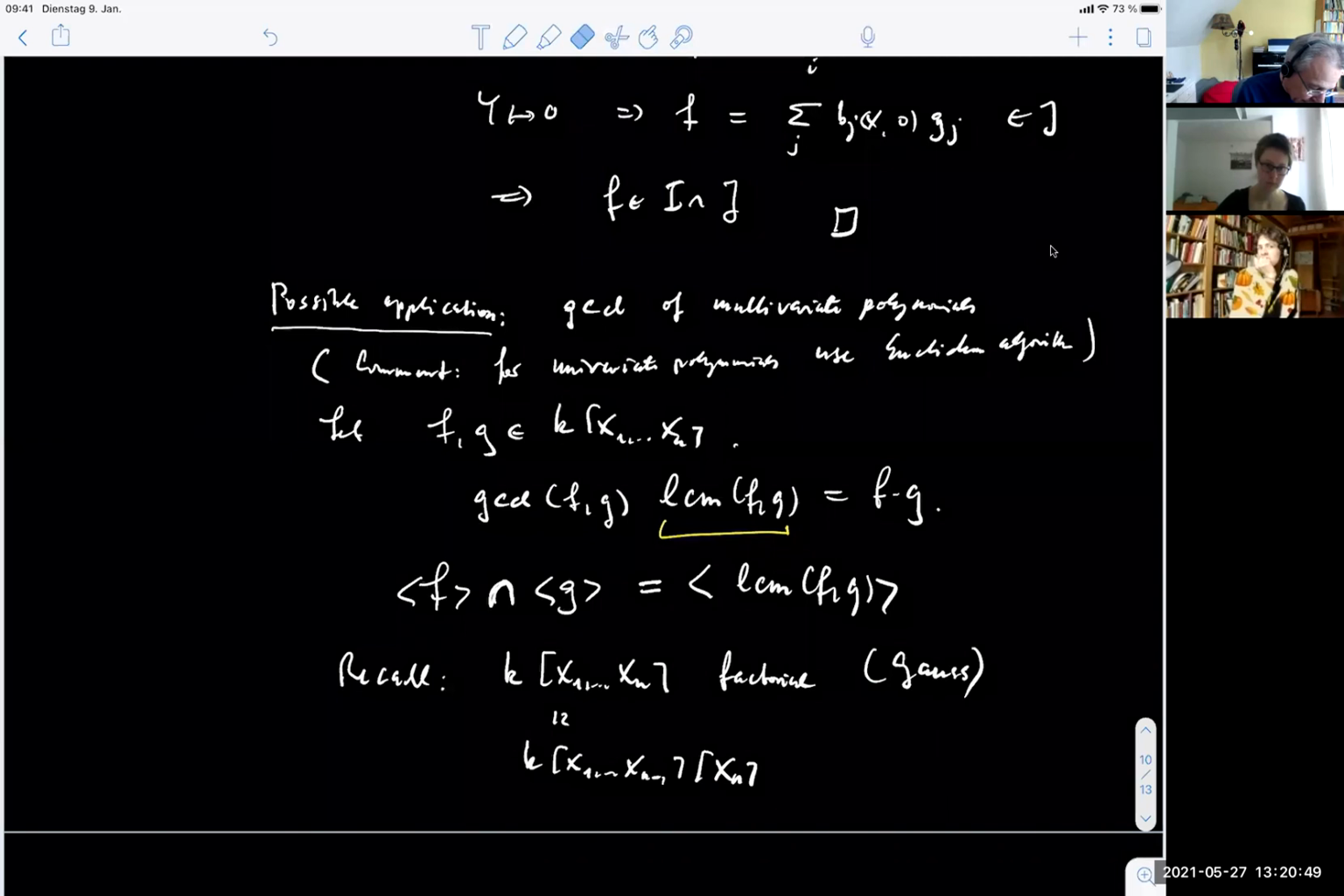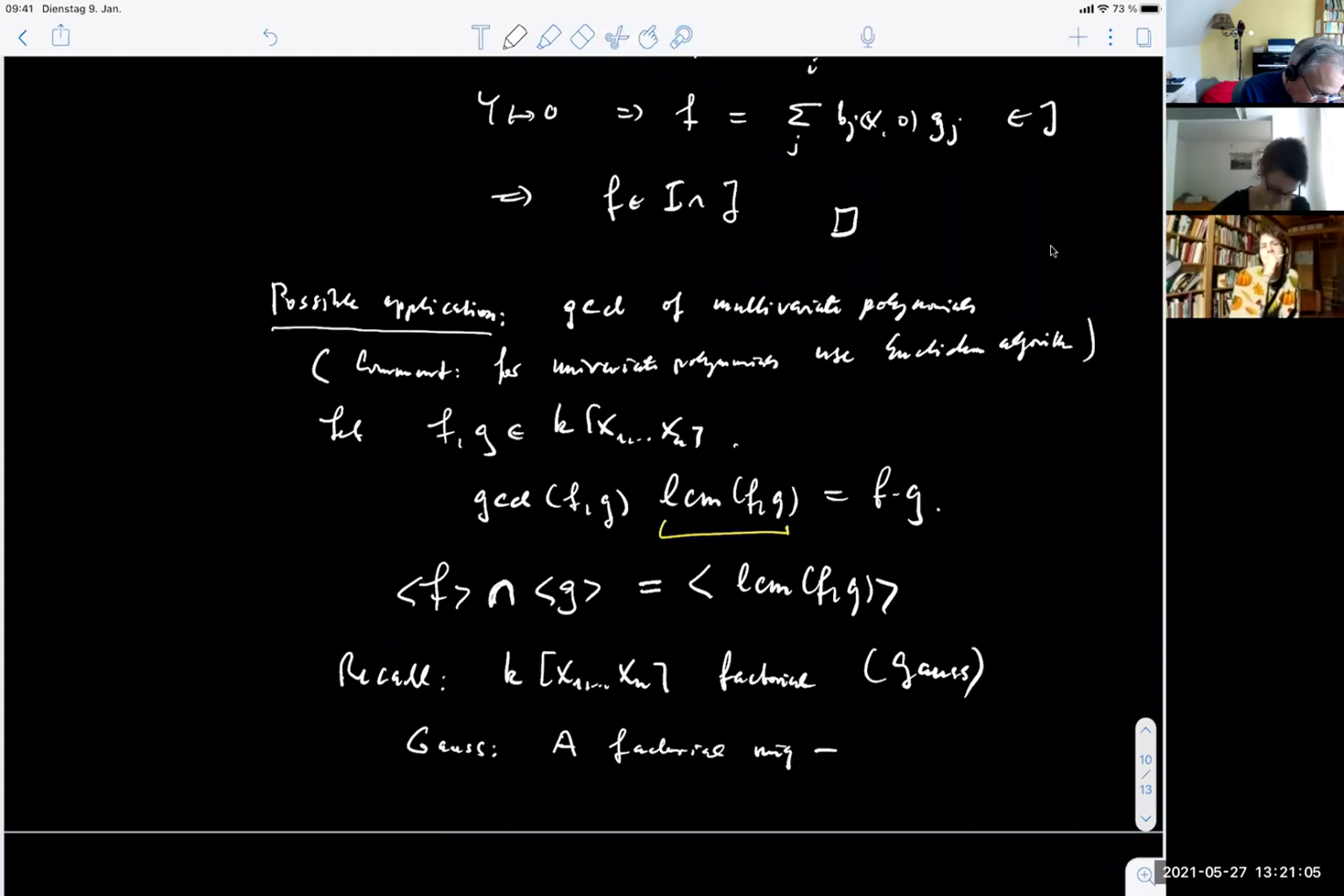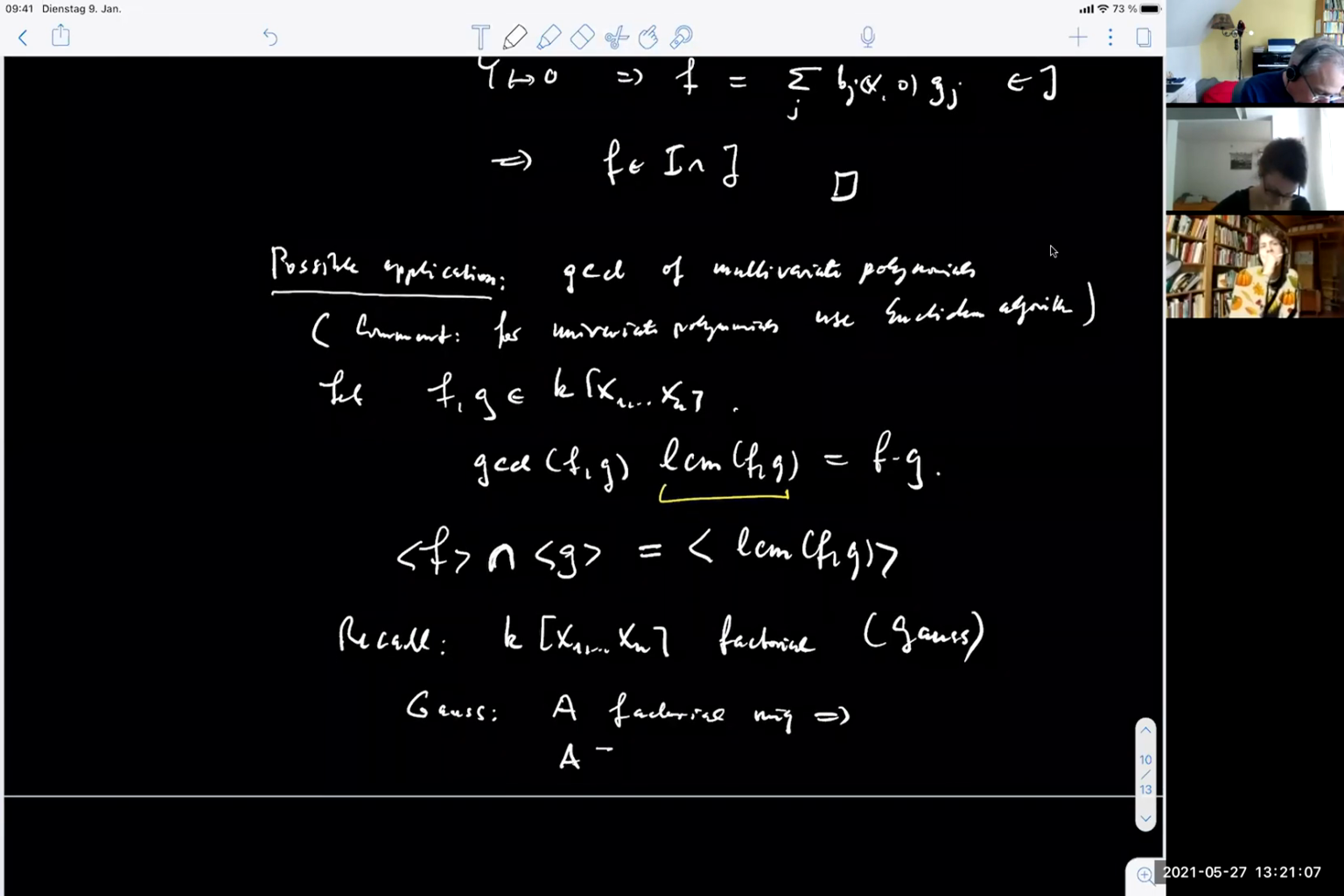Okay, I should say the theorem is this. Gauss. Well, Gauss said, if A is a factorial ring, then A with any variable joined is factorial. That's what Gauss proved. And if you apply this principle several times, then you get it.